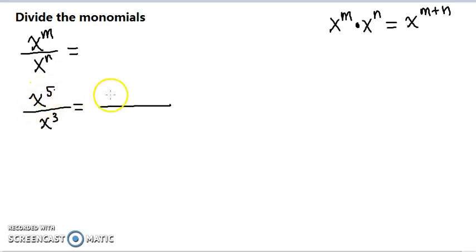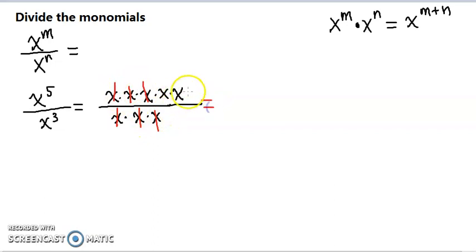We know x to the 5th means x times x times x times x, 5 copies of x multiplied. And x to the 3rd means we multiply 3 copies of x. And now we can reduce the common factors from the top and the bottom. As you can see, we can cross out 3 copies of x from both top and bottom. We are left with 2 copies of x, and we know x times x is x squared.